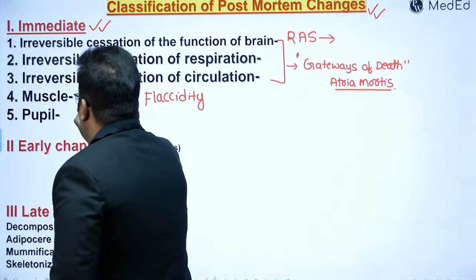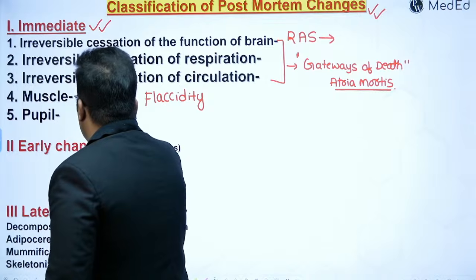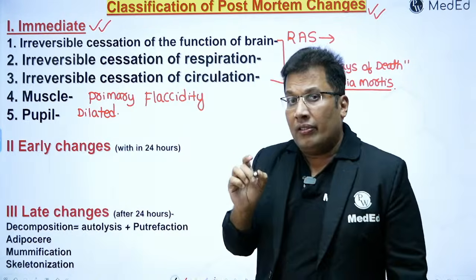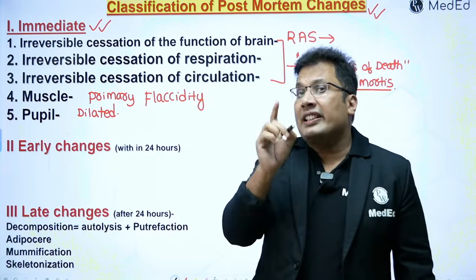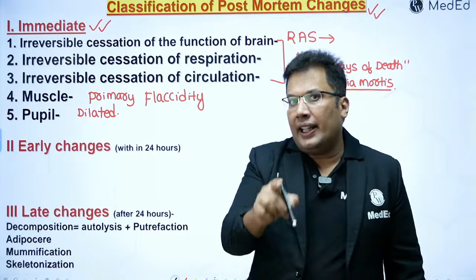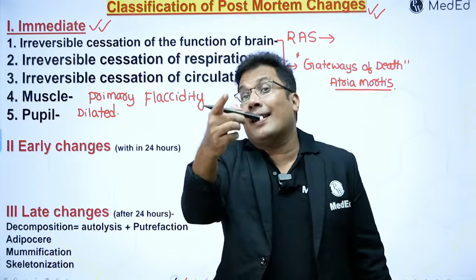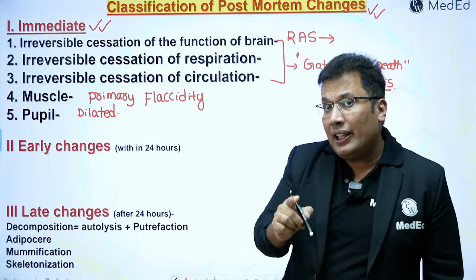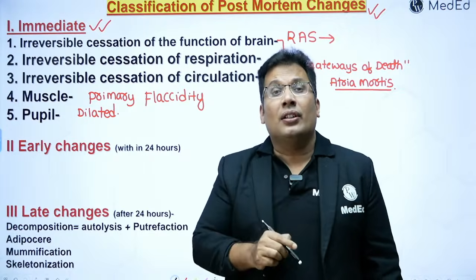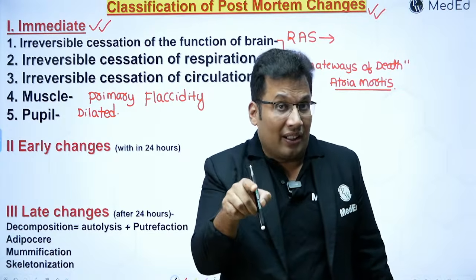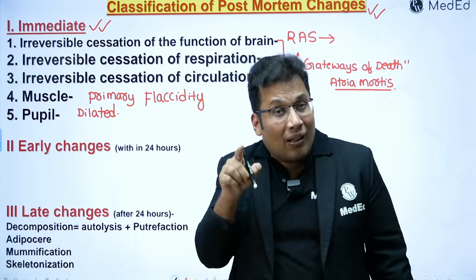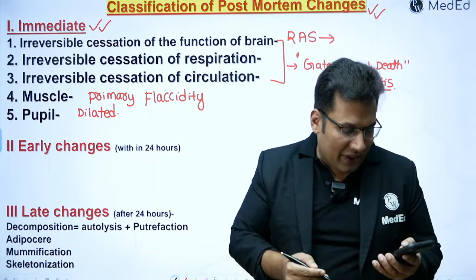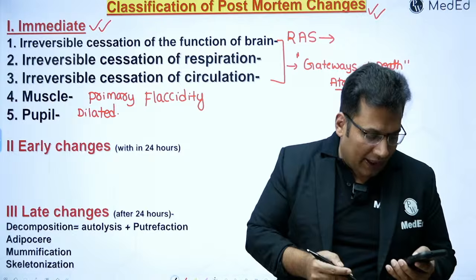Then comes the pupil. So pupil is usually dilated. And remember, the pupil is constricted in case of onset of rigor mortis. So this can be asked in your exam. Normally after death, the pupil is dilated, but pupil can be constricted due to onset of rigor mortis, that is usually after 2 to 3 hours. So this is also asked in your exam.